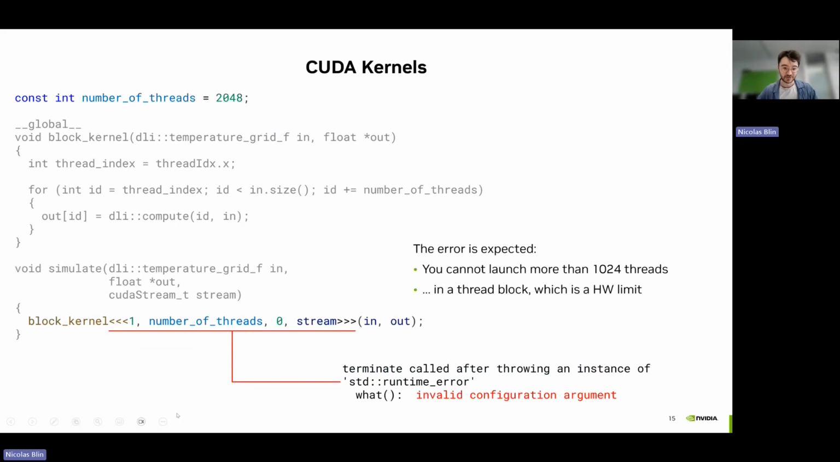If we try launching the kernel with, let's say, 2048 threads, then suddenly we get this cryptic error that says invalid configuration argument. So there's something here that we're not understanding, because we think we should be able to launch as many threads as we want, but actually we cannot. It turns out there is a limit on the number of threads in a single thread block. So what exactly is a thread block, and why does it matter for our kernel launch?